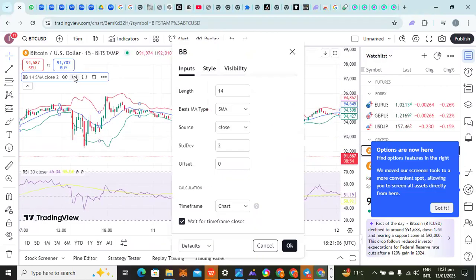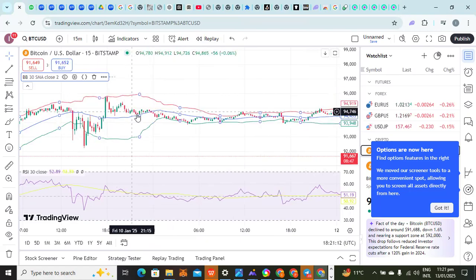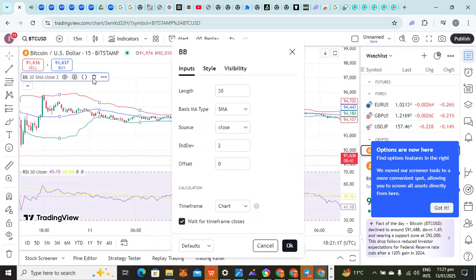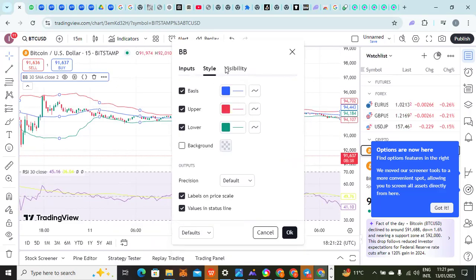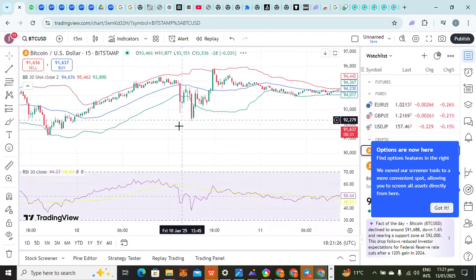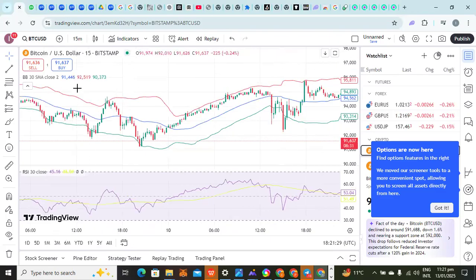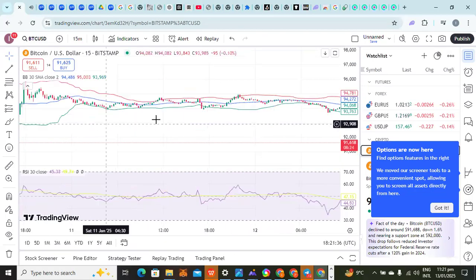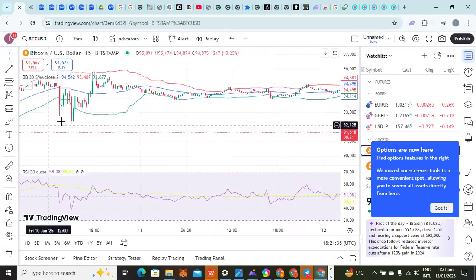So let's have a look at the examples. Before that, let's adjust the Bollinger Bands a little bit. Let's adjust it to 30 for a while. Yeah, it's much better now. All right, so I've changed the Bollinger Bands to 30. You can also change it to 30. 14 works as well, but for me, I kind of like 30. 40, 14 is good too.